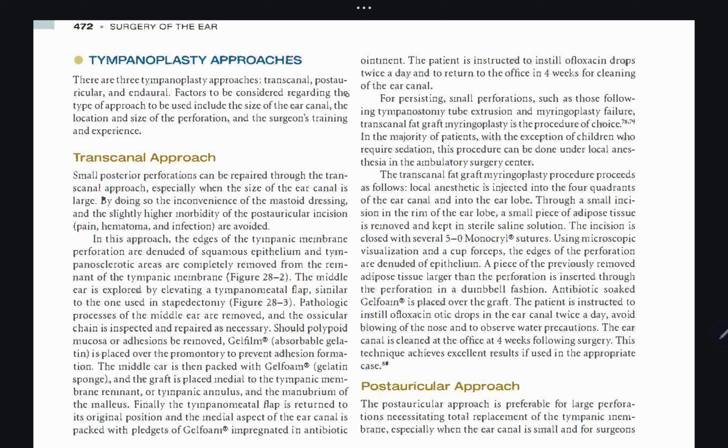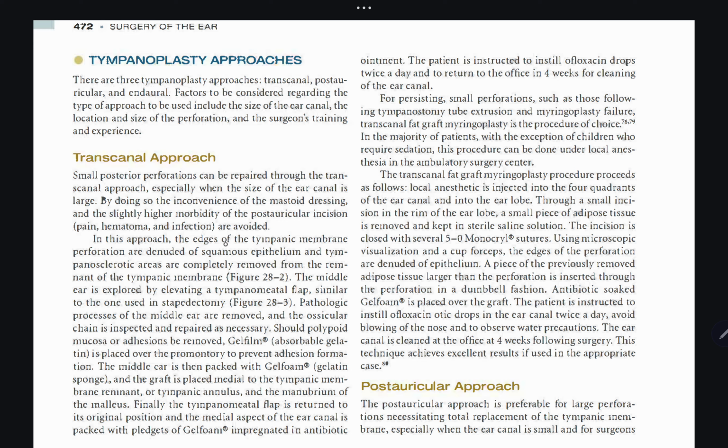Factors to be considered regarding the type of approach to be used include the size of the ear canal, the location and size of the perforation, and the surgeon's training and experience. Transcanal approach. Small posterior perforations can be repaired through the transcanal approach, especially when the size of the ear canal is large. By doing so, the inconvenience of the mastoid dressing and the slightly higher morbidity of the postauricular incision, pain, hematoma, and infection are avoided.